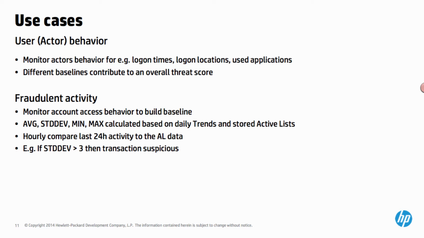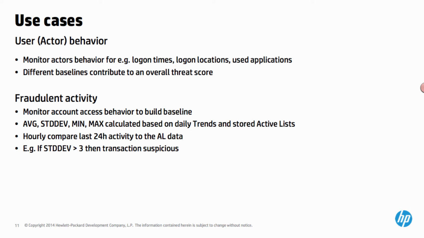Now we're getting into technology, but this is just an example. We could create the trends within the system and then update some active lists with the average number of transactions that are occurring, or the standard deviations on some of the information that we're seeing, and do an hourly compare of the last 24 hours within that active list.